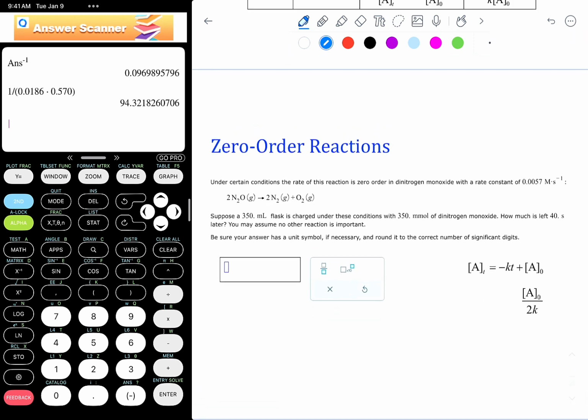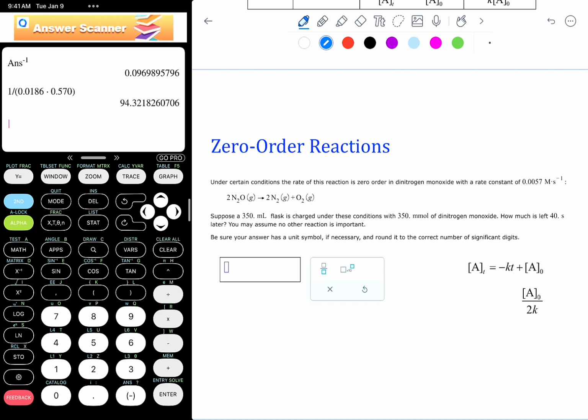Under certain conditions, the rate of this reaction is zero order in dinitrogen monoxide, with a rate constant of 0.0057. Suppose a 350 milliliter flask is charged under these conditions with 350 millimoles of dinitrogen monoxide. How much is left after 40 seconds? You may assume no other reaction.